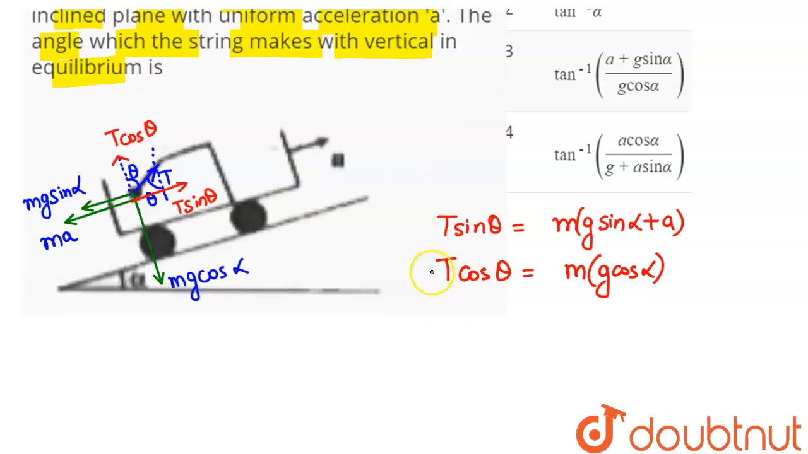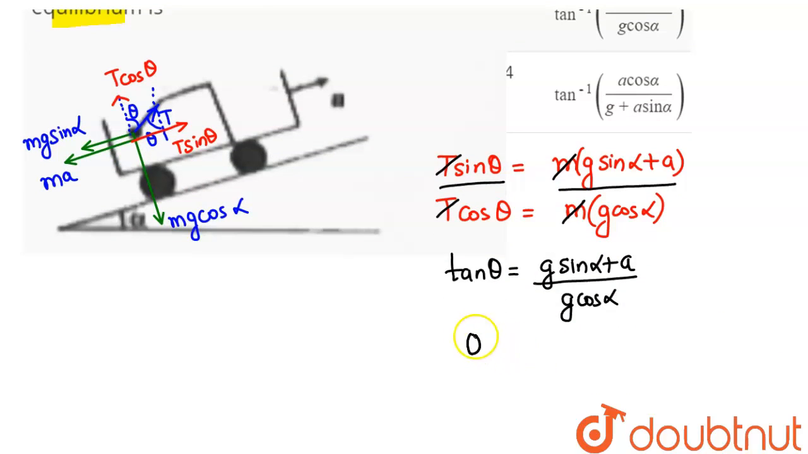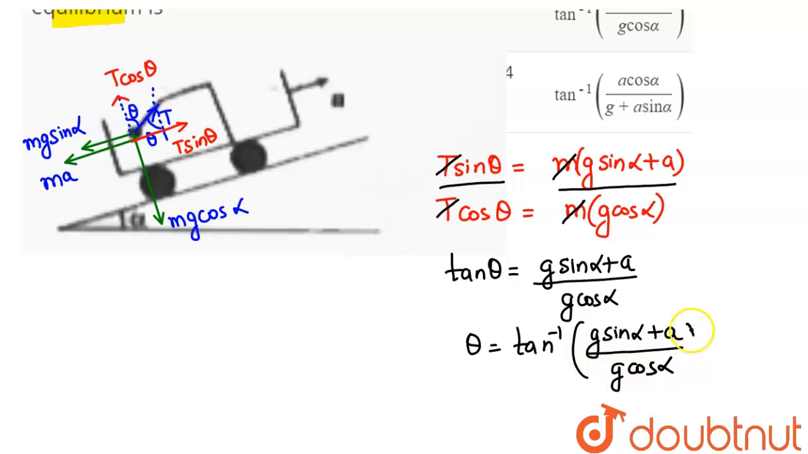Dividing these two equations, tension cancels out, hence sin theta upon cos theta simplifies as tan theta, and here m and m cancel out, hence we have g sin alpha plus a divided by, in the denominator, g cos alpha. Hence the angle with the vertical in equilibrium comes out to be tan inverse of g sin alpha plus a divided by g cos alpha.